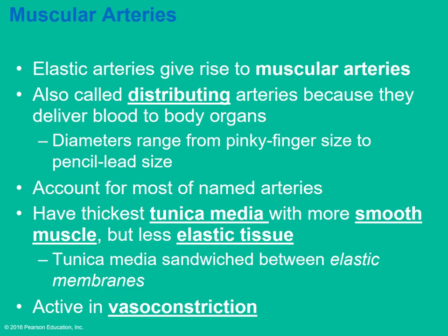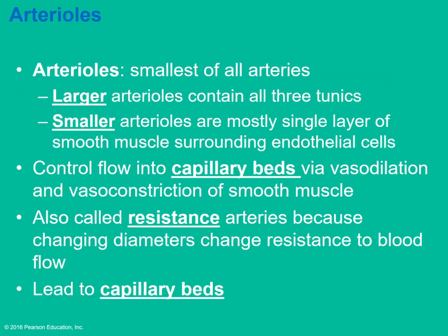The muscular arteries are going to be a little bit smaller than the elastic arteries. They're the ones that are going to be helping, after the branching, to distribute blood to the various tissues. Most of your named arteries are going to be muscular arteries. They have a little bit less elastic tissue, but they do have a lot of the smooth muscle once again. These are going to play a huge role with vasoconstriction.